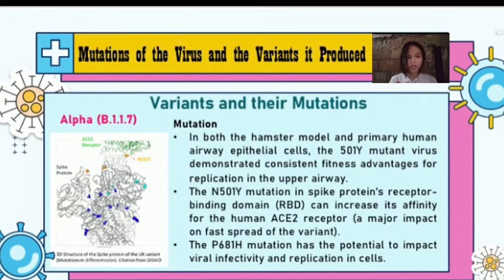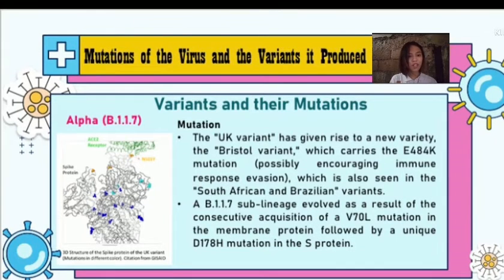As you can see in the picture, the UK variant has given rise to a new variety, the Bristol variant, which carries the E484K mutation, possibly encouraging immune response evasion, which is also seen in the African and Brazilian variants. A B117 sublineage evolved as a result of the consecutive acquisition of a V70L mutation in the membrane protein, followed by a unique D178H mutation in the S protein.